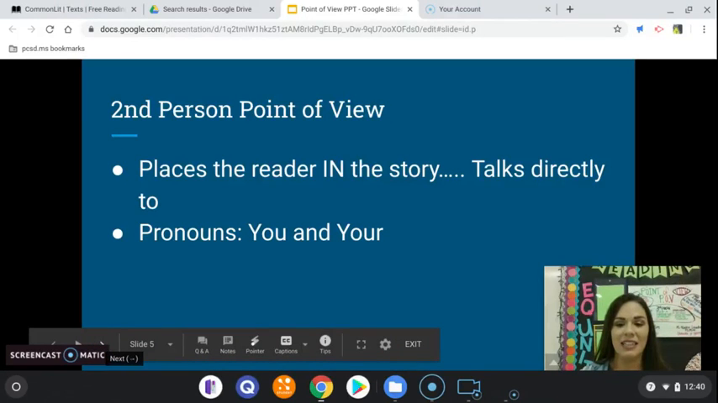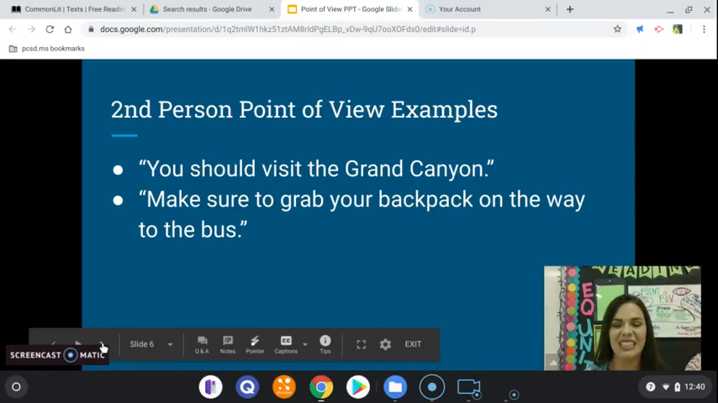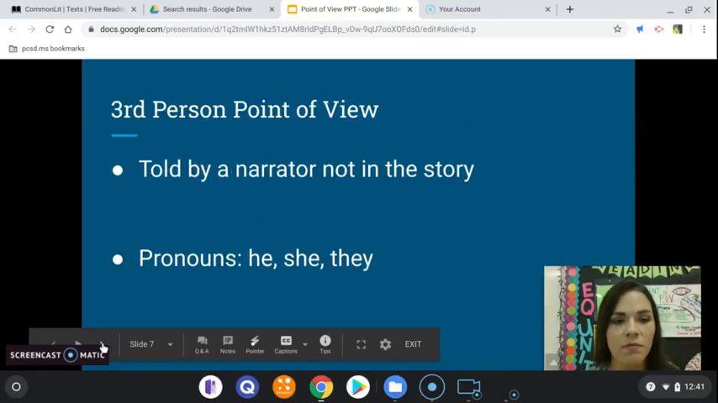I didn't find a text like I did the last one, but I have a few sentences. "And then you should visit the Grand Canyon." Okay, I'm commanding you, or I'm giving you commands to do something. I'm telling you to do something. You should. Okay. The next one would be, "Make sure to grab your backpack on the way to the bus." These second person point of view sentences use you and your pronouns. So the narrator, the person writing the story, is giving commands to someone else.